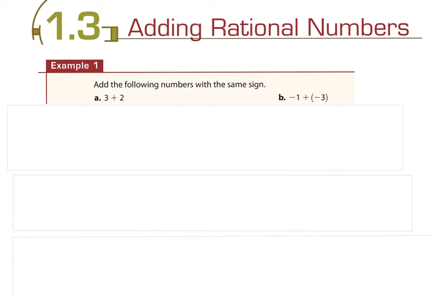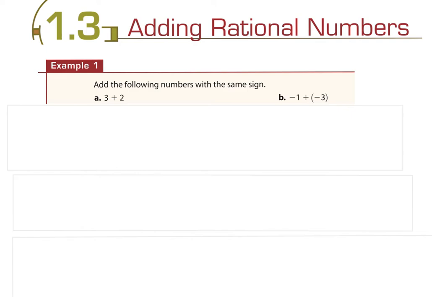When you're adding numbers, the first method they usually teach you to add is a number line, which is what they actually do here. And so they want us to add these numbers on the number line. You'll notice that these numbers have the same sign. A, they both have the same sign. The sign is positive. B, they both have the same sign. The signs are negative, right?